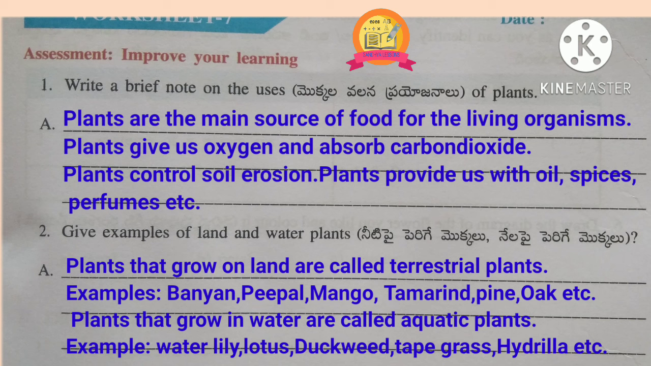Second question. Give examples of land and water plants. Plants that grow on land are called terrestrial plants. Examples: banyan, peepal, mango, tamarind, pine, oak, etc. Plants that grow in water are called aquatic plants. Example: water lily, lotus, duckweed, tape grass, hydrilla, etc.